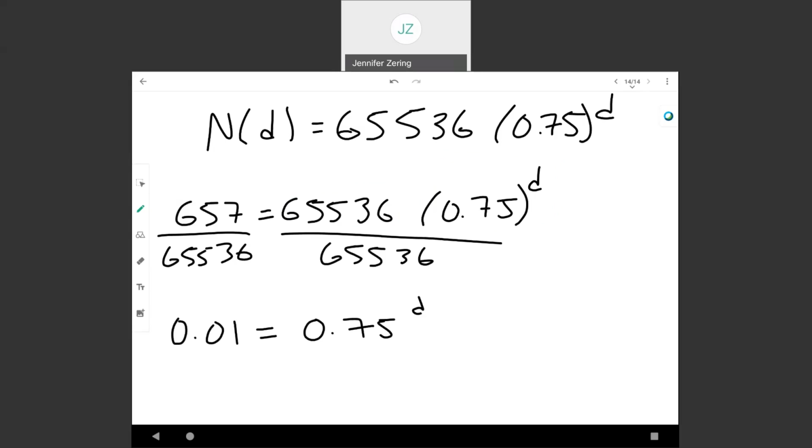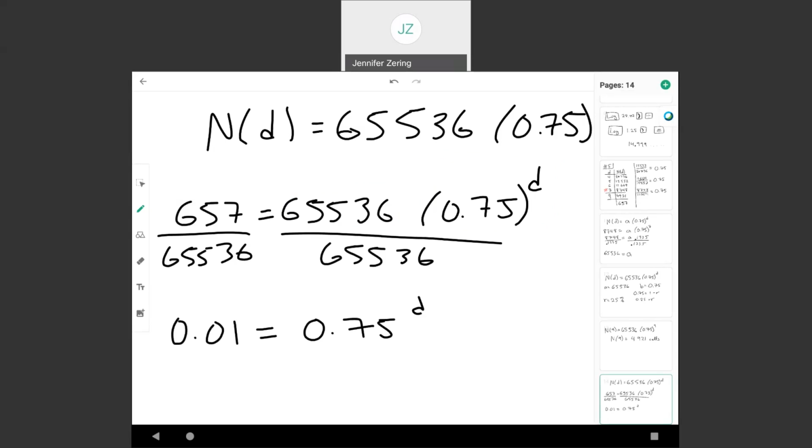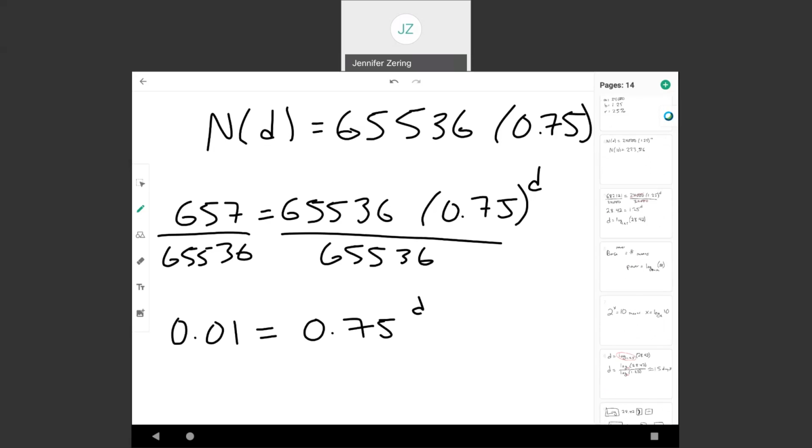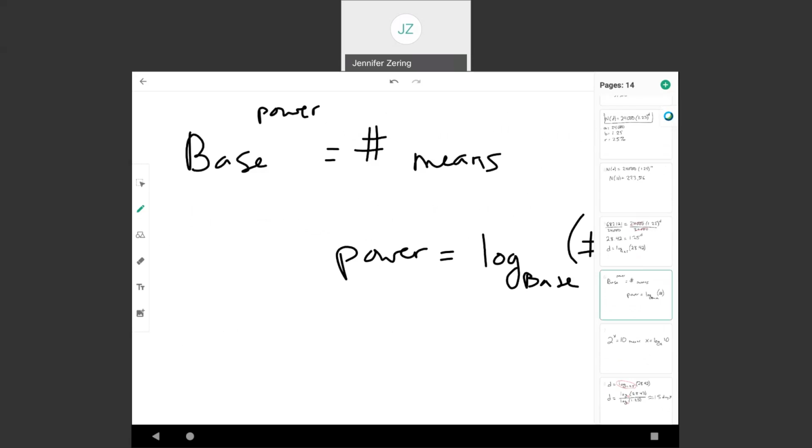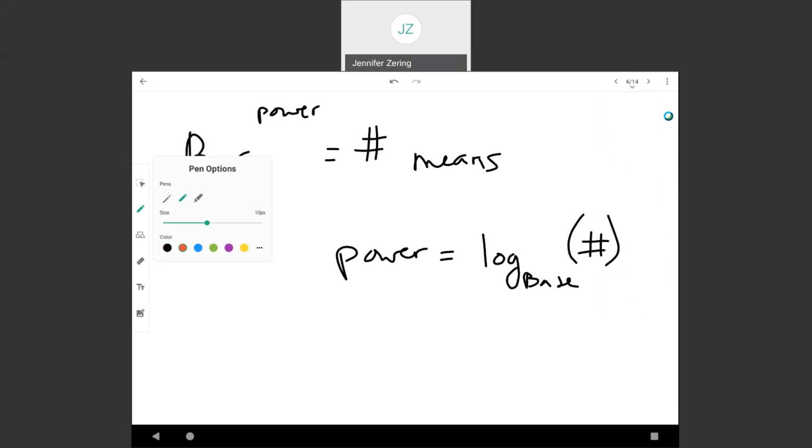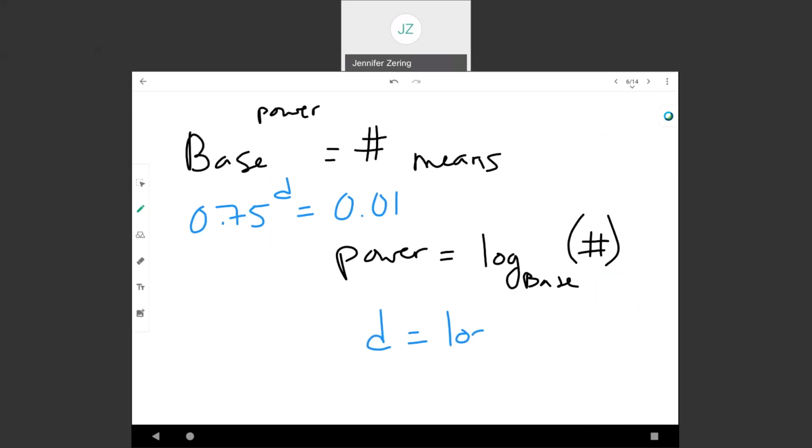So to solve this, we're going to rewrite this equation as a logarithmic equation first. So just to make sure it's clear, because I don't think I saw this in the textbook or the workbook anywhere, let's just remind ourselves how rewriting it goes. Base raised to the power equals a number, which is what we have right now, right? We have 0.75 raised to the D equals 0.01. We're going to rewrite that as the power, so D equals the log base 0.75 of 0.01. I'm going to rewrite it in this way.